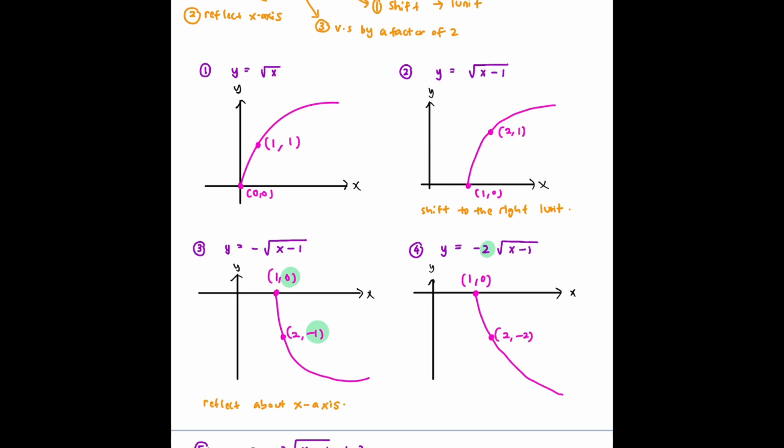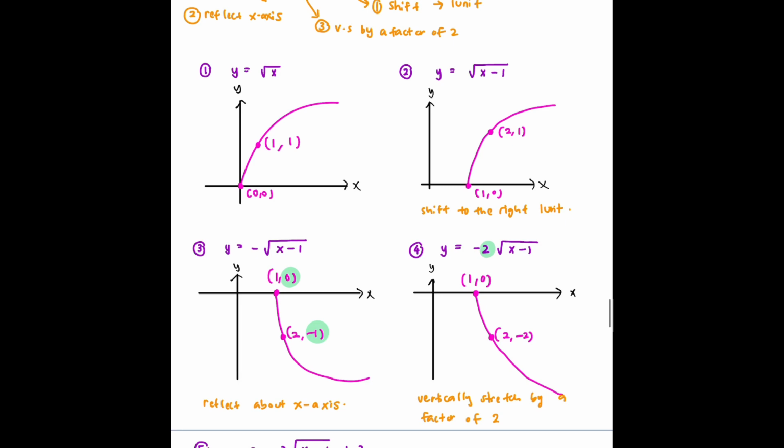So examiner will look at your coordinate. How you change the coordinate? Is it tally with the explanation? Okay, what is the explanation here? Vertically stretch by a factor of 2. It means that you multiply y coordinate with the constant 2.